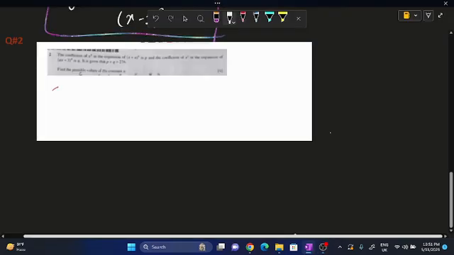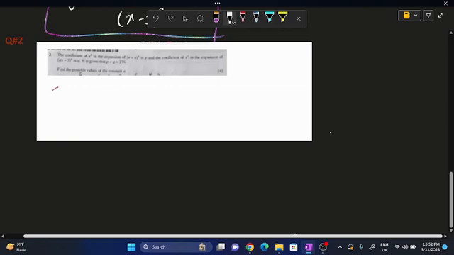Alright, question number 2: the coefficient of x raised to the power 4 in the expansion of (x + a) raised to the power 6 is p, and the coefficient of x squared in the expansion of (ax + 3) raised to the power 4 is q. It's given to you that p + q = 276. Find the possible values of a.